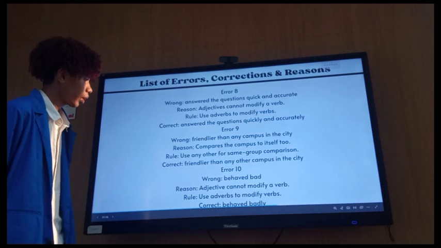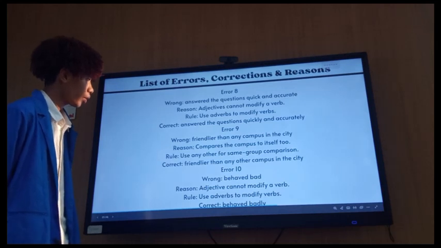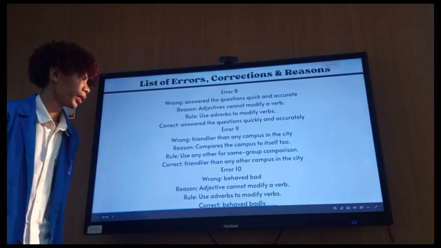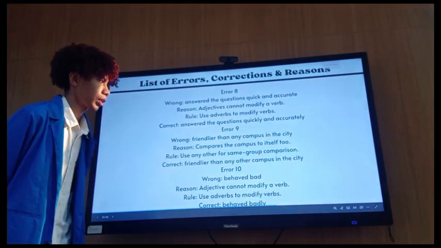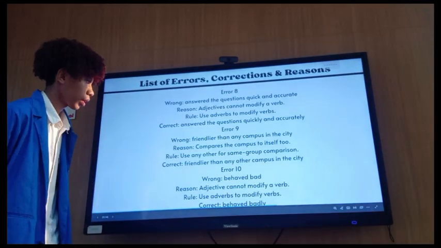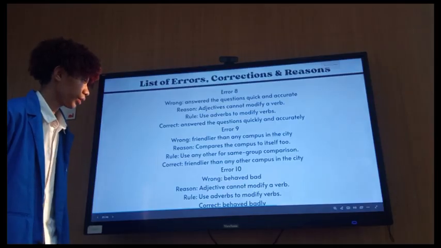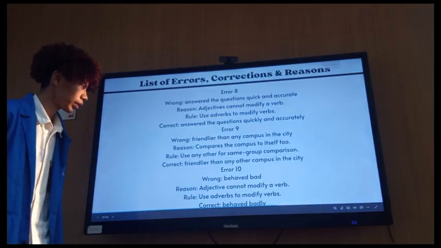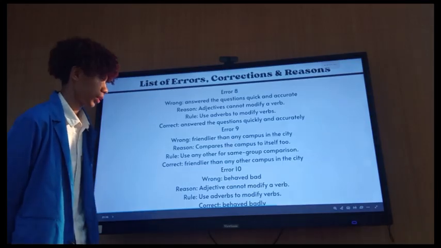Error 9. Wrong: friendlier than any campus in the city. Reason: compares this campus with itself. Rule: use "any other" to compare within the same group. Correct: friendlier than any other campus in the city.